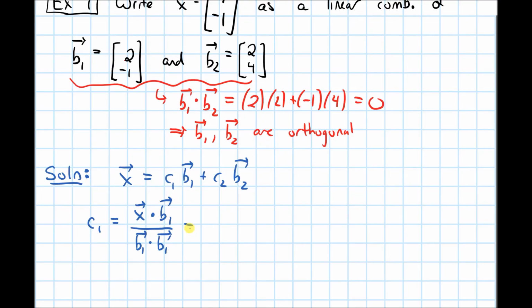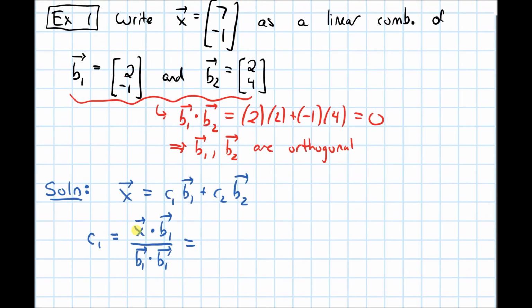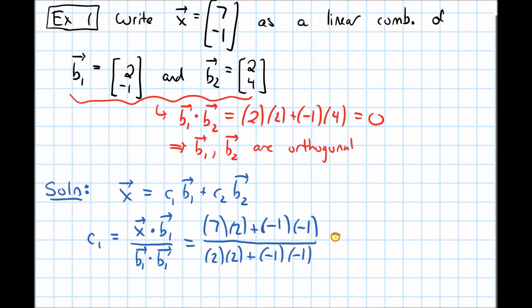Now if we take the dot products that we see here, x dotted with b1, we'll get 7 times 2 plus negative 1 times negative 1 on the numerator. On the denominator, we have b1 dotted with itself. That'll give us 2 times 2, and then plus negative 1 times negative 1. Simplifying this, on the numerator we have 15. On the denominator, we have 5. So that gives us 3. So this first coefficient, c1, is going to be 3.